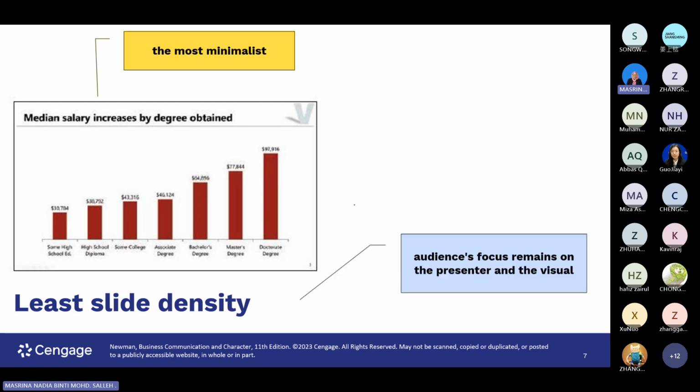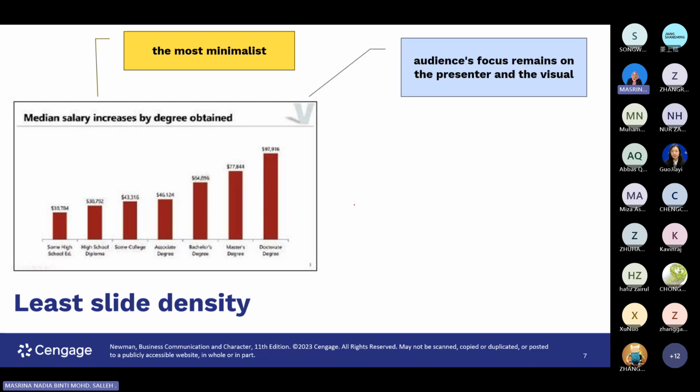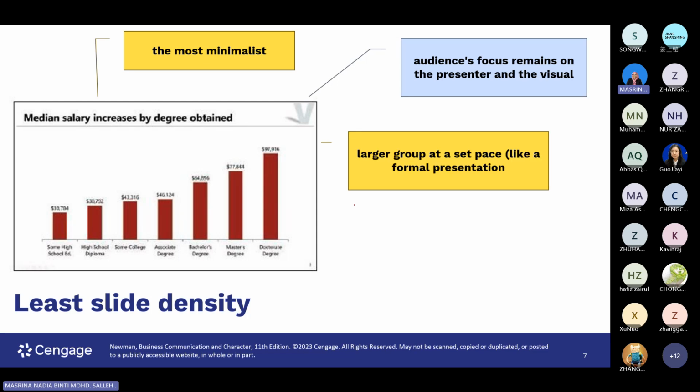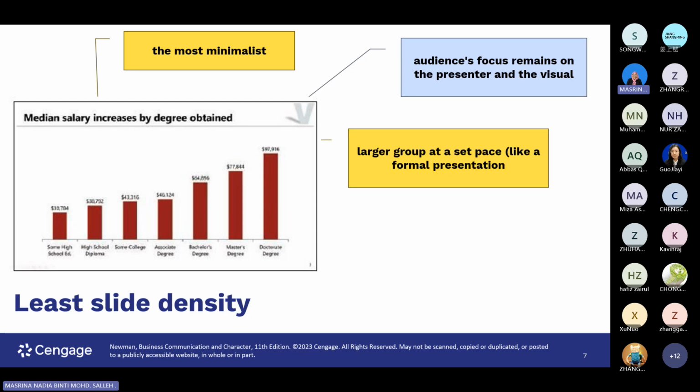So this type of report is actually suitable to ensure that the audience can focus and remain on the presenter and the visual. Like I mentioned, this one is very good for the larger group and formal presentations, where minimal slide density ensures that the audience focus remains on the presenter and visual. So what does it mean?